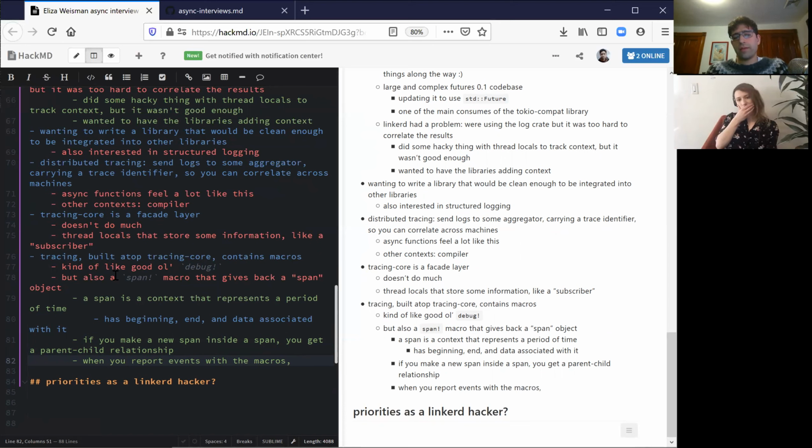When you make a span, do you supply that explicitly to the macros, or is it sort of known what the innermost span is in which you're active?